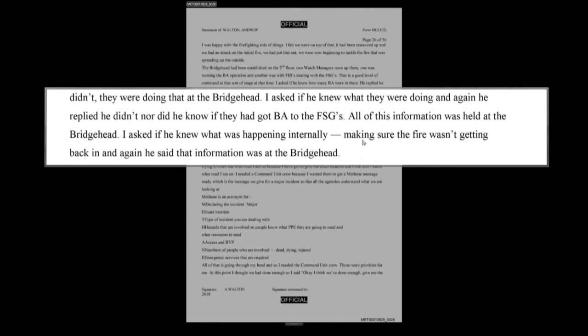I asked if he knew what was happening internally, making sure the fire wasn't getting back in, and again he said that information was at the bridgehead. So my question is, all of those questions get answered in the way you've said there. My question is the information that you'd asked for from Mike Dowden, is it information that you would expect him to give you as incident commander? At a smaller scale incident, he would have had that information.